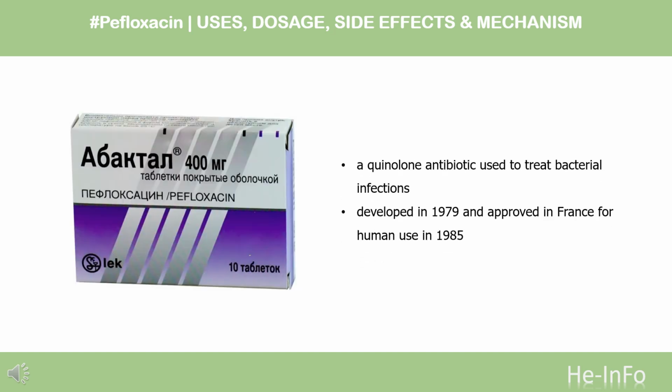What is prulifloxacin? Prulifloxacin is a quinolone antibiotic used to treat bacterial infections. Prulifloxacin has not been approved for use in the United States. Prulifloxacin was developed in 1979 and approved in France for human use in 1985.